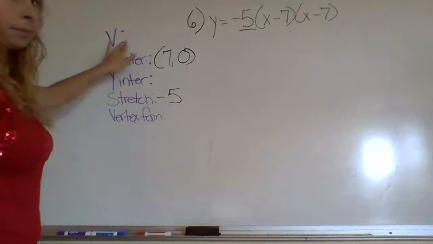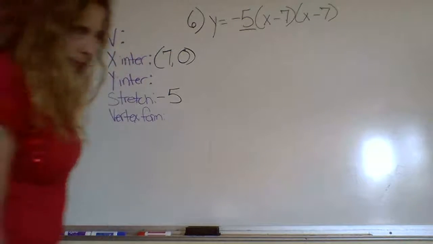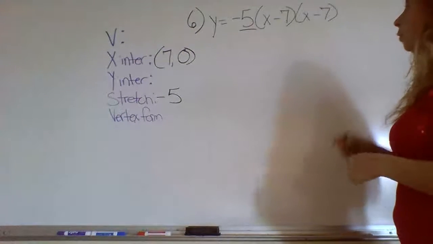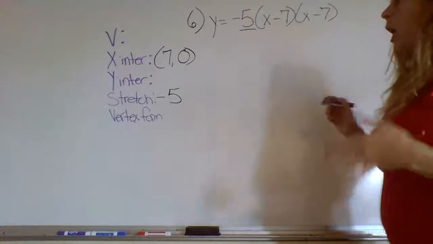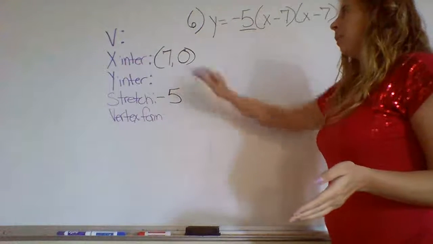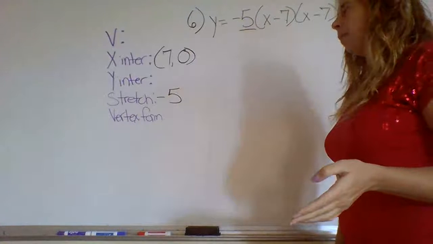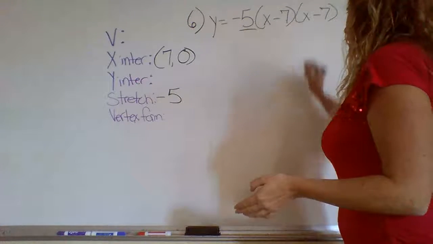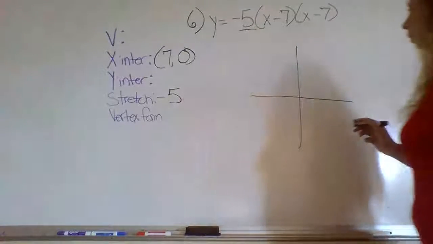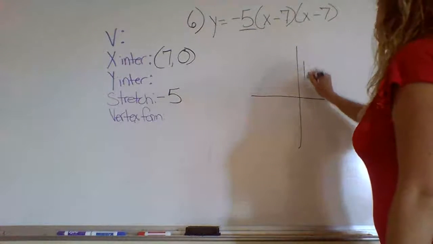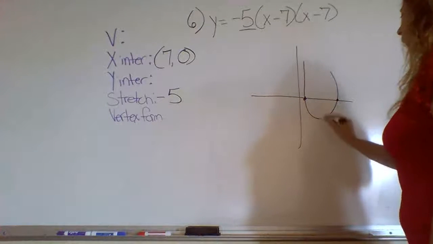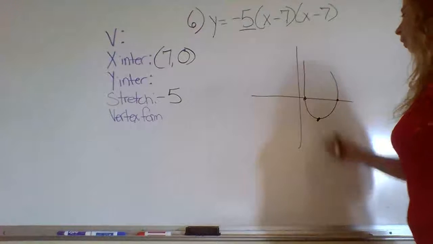Vertex. Okay, so for your vertex, you only have one x-intercept. Okay, think about a parabola. So the last one we did had two x-intercepts. Okay, and this was the vertex. Or this is a vertex.